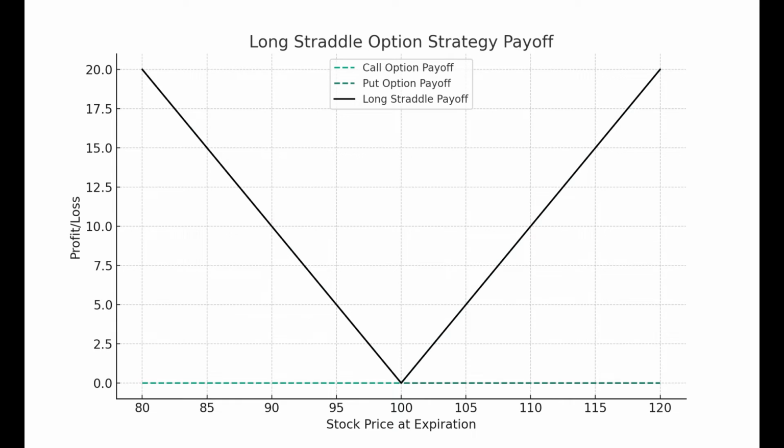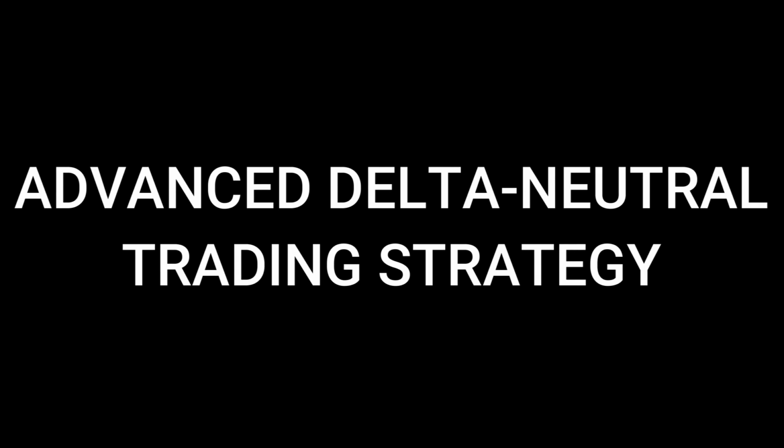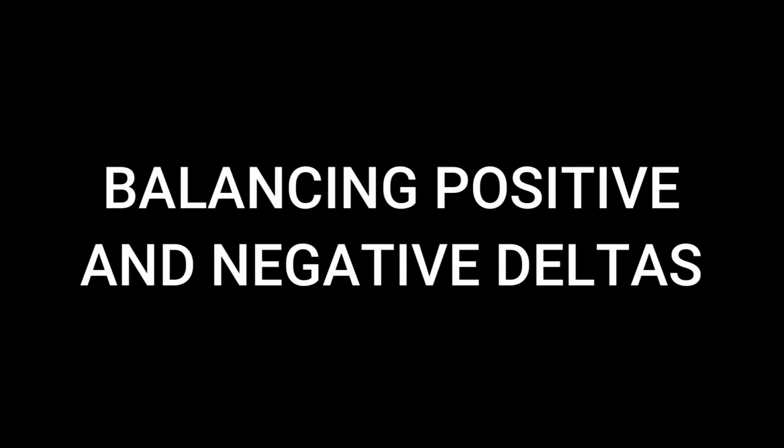So now let's take a look at a more advanced delta neutral trading strategy. This one sets up a position that's not sensitive to small movements in the price of the asset. This is achieved by balancing positive and negative deltas.